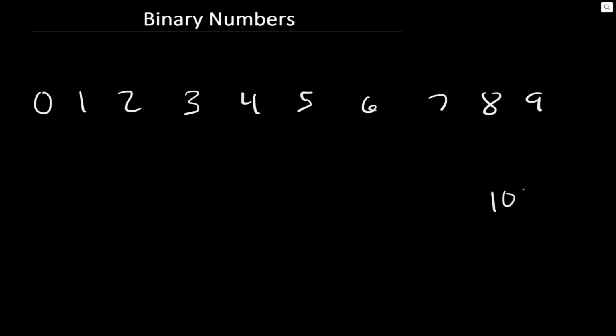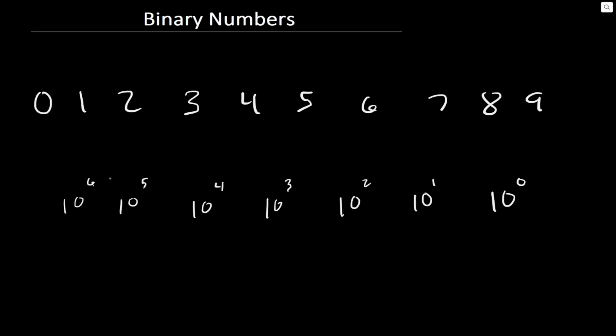The ones place is going to be 10 to the 0, because remember we start counting at 0, so that's actually the 0 spot. And then in the tens place, 10 to the 1, and the hundreds place, 10 squared, in the thousands place, 10 cubed, 10,000s place, 10 to the 4th, and it just goes on from there. You get the gist.